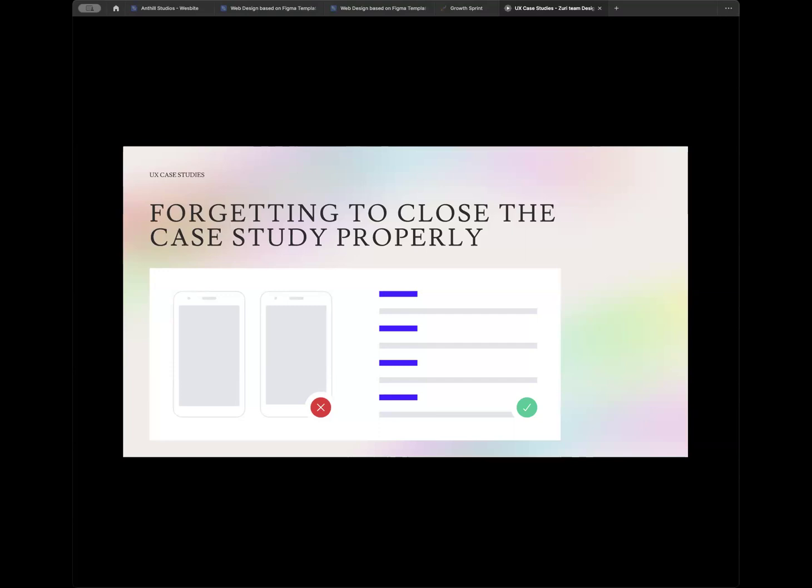I'm not saying in just a design presentation. I'm saying in your case study. We're talking about case studies here. So everything that we're talking about is unique to case studies.